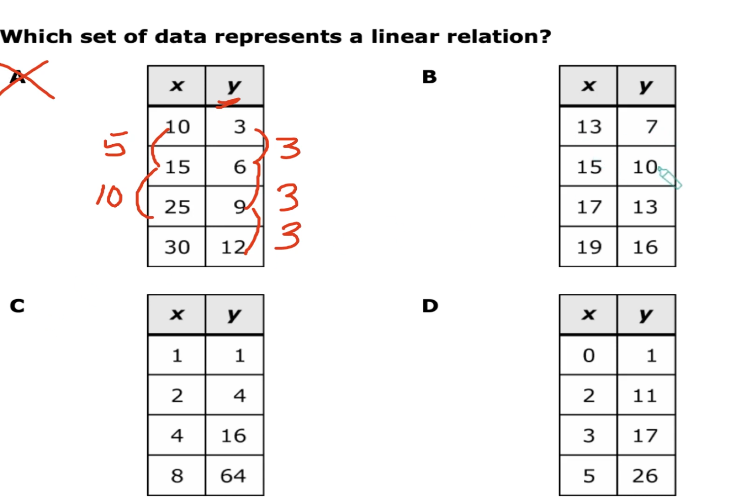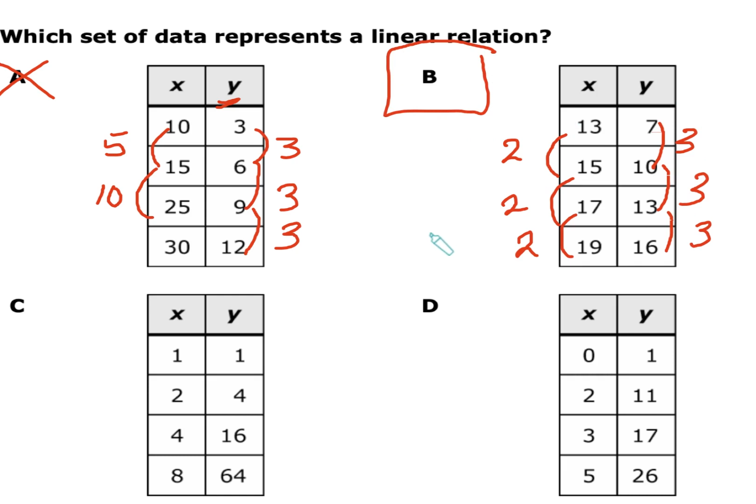Let's look at B. The difference between 10 and 7 is 3. 13 and 10, 3. 16 and 13, 3. So we notice there's a difference of 3 for the y values. Let's check on our x's. The difference between 15 and 13 is 2. The difference between 17 and 15, 2. And the difference between 19 and 17, 2. So notice there is a constant difference for the y and a constant difference for the x. So our linear relationship would be B.